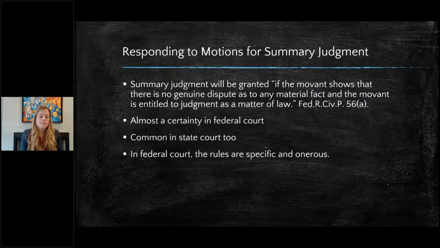So they can be very difficult to respond to. Again, if you've never done one before, see if you can get other people to give you examples of Rule 56 summary judgment filings.